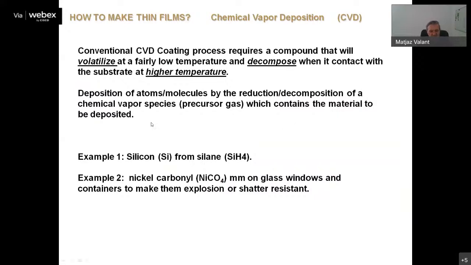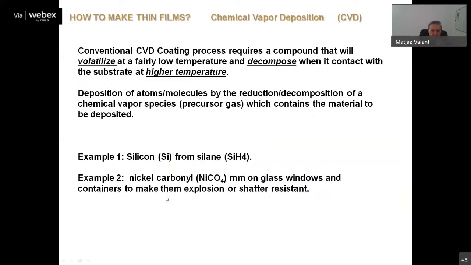So again, also here we have very, very different methods, but let me just tell you what I mean when I say that we need some kind of precursor compounds. For instance, we are producing a lot of silicon films, and to do that, we are not using silicon as the starting material, but we are using silane. So that is a compound of silicon and hydrogen. And we decompose this silane, and the decomposition product is silicon, which actually then would form the thin film.